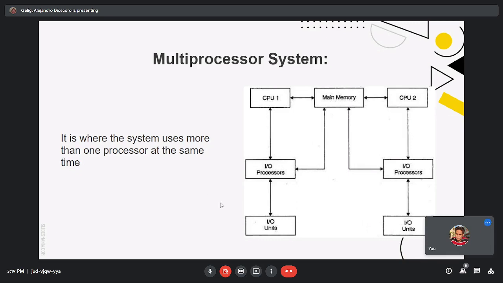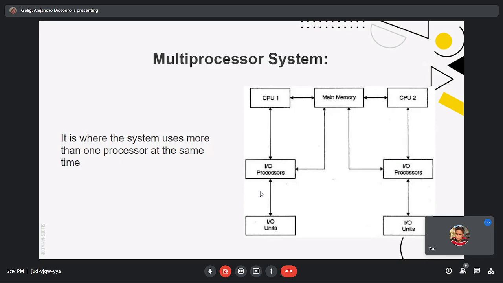So the best example of a multiprocessor system is a Windows operating system where Word, video players, music players, and etc. can be open at the same time without affecting the efficiency of any applications that are being opened.